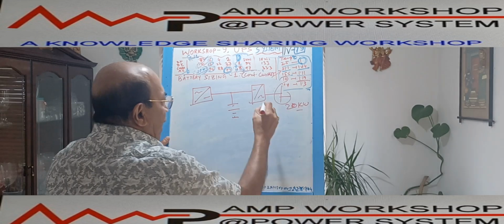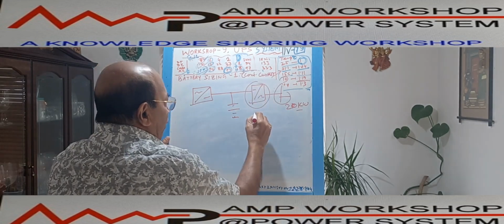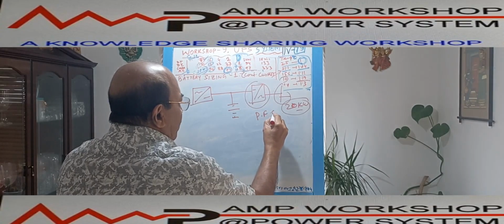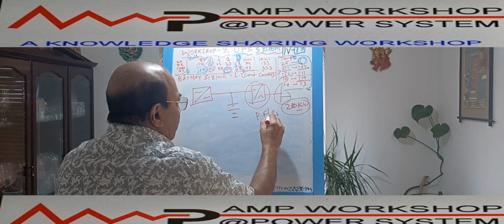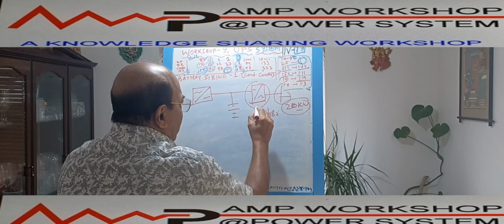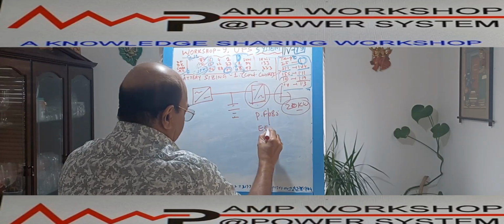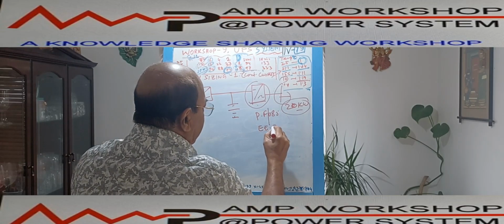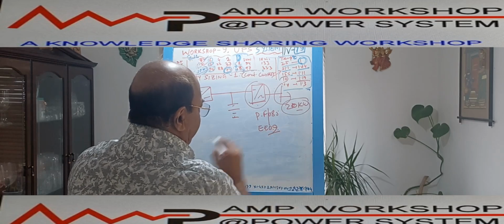I am considering the inverter power factor, the load power factor, as 0.85, and the efficiency of the inverter is 90%. I am considering it this way: 90% is the efficiency, which means 0.9 is the efficiency factor.